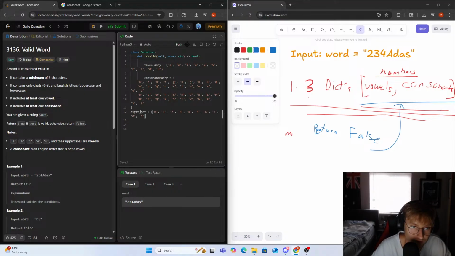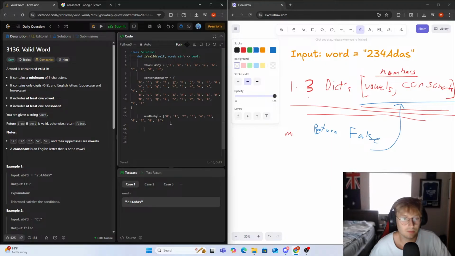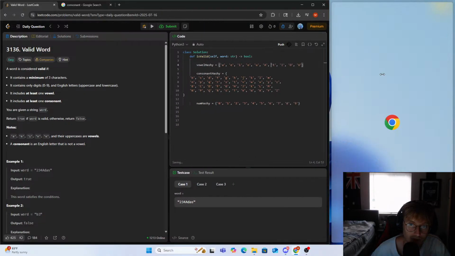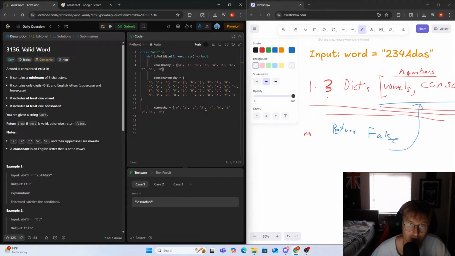Then we have our digits here, right? Let's call it num hashy. Here we have our num hashy here. I think we're fine here, right? Yeah. That looks totally fine. Okay. So now we have all our hashes, right? Either use dictionary or a hash set. I think a hash set would work here totally fine. We've got our numbers, we've got our vowels, and we've got our consonants, right?